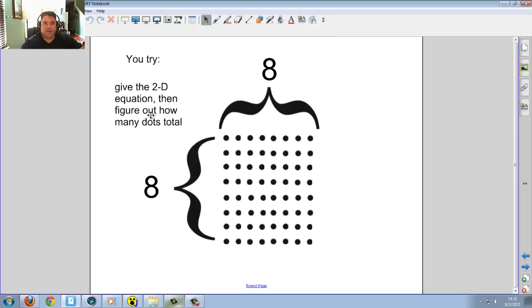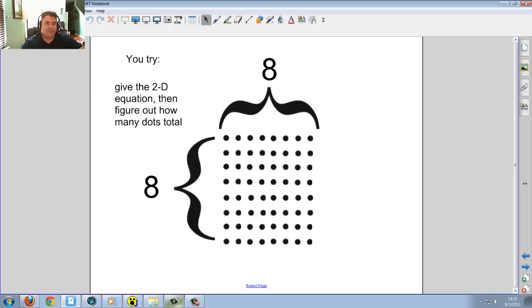Now you try taking the 2-dimensional object with 8 by 8. Go ahead and take 8 times 8 to figure out how many dots there are. I don't even think you have to pause for this one. I think you can clearly see that there's 64 because you know that 8 squared is 8 times 8, which makes 64.